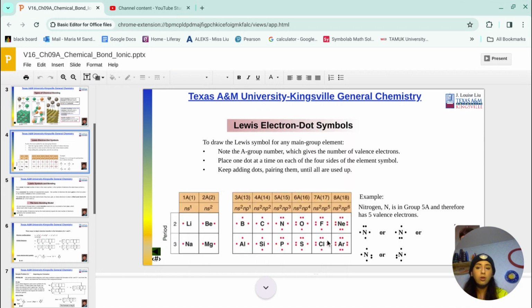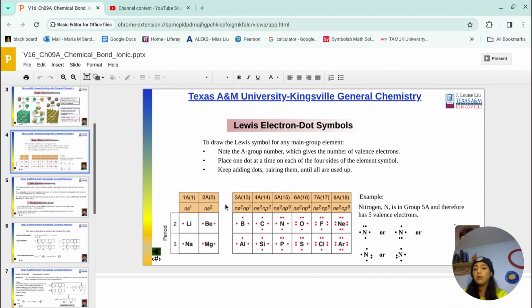Moving on, we are looking at the Lewis dot structure, and specifically Lewis electron dot symbols. To draw the Lewis symbol for any main group element, you should note the A group number, which gives the number of valence electrons. 1A, 2A, 3A, 4A, 5A, 6A, 7A, 8A are all shown up here. Then you place one dot at a time on each of the four sides of the element symbol. I like to go clockwise, 1, 2, 3, 4, 5, 6, 7, 8 if you have 8, or 1 through 7, however many. You keep adding dots and pairing them until they're all used up.